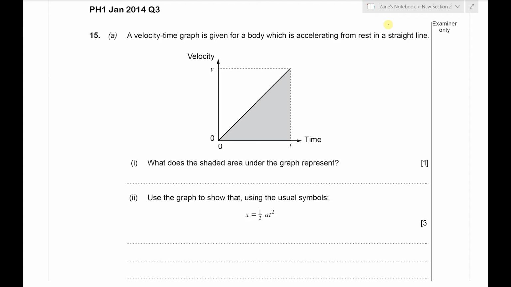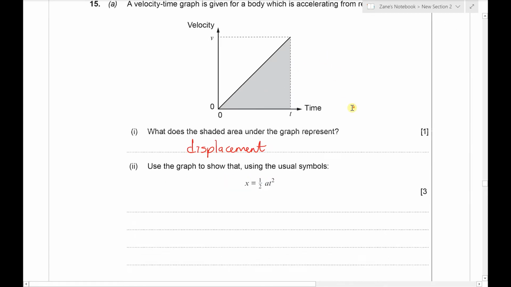It starts off with a velocity time graph given for a body which is accelerating from rest in a straight line, and we're asked first of all what the shaded area under the graph represents. Well, because this is a velocity time graph, that area represents displacement. Can't really get away with distance because that would need to be a speed time graph.